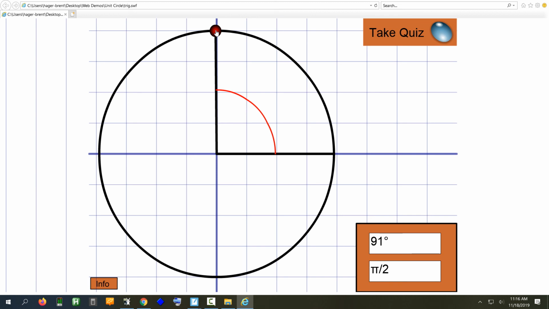It's easier. Now this program is also rounding a little bit. That's why it still says it's the same. Once you move enough, it changes. But 90 is pi over 2, not 91. Just the way it rounds.